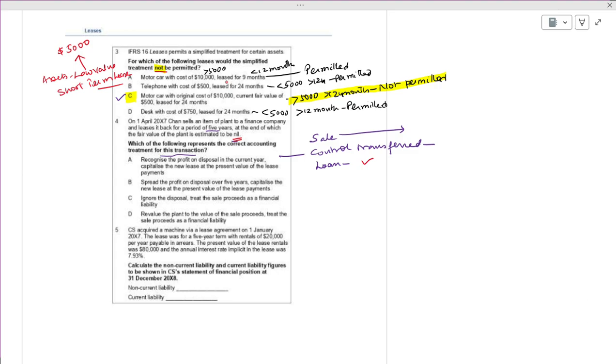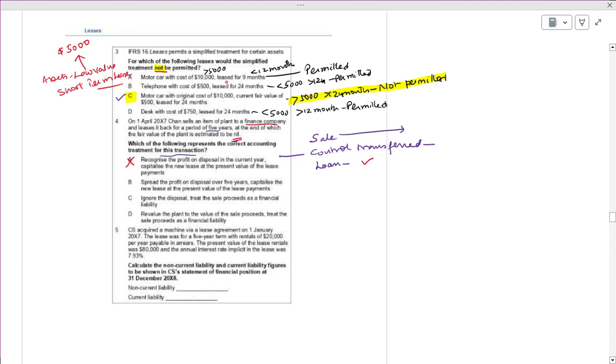When it is a sale, he is selling to a finance company. If he is selling to the finance company, it is going to be treated as a loan. It is not a sale. There is no present value of lease payments, no liability, nothing is there. If a liability has to be there, lease payments have to be there.